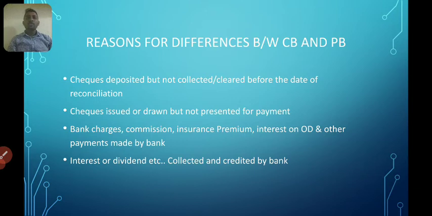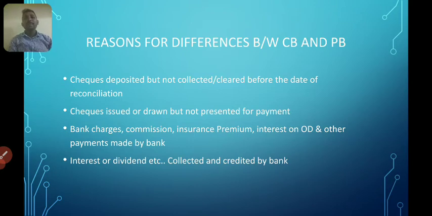Usually, whenever we receive checks from the customers or debtors, we enter the amount of the check in the cash book bank column, usually the debit side. On the debit side of the cash book's bank column, we record that a check has been received and we write the amount. The same check will be sent to the bank for the collection. But in some cases, the checks may or may not be cleared before the date of reconciliation.